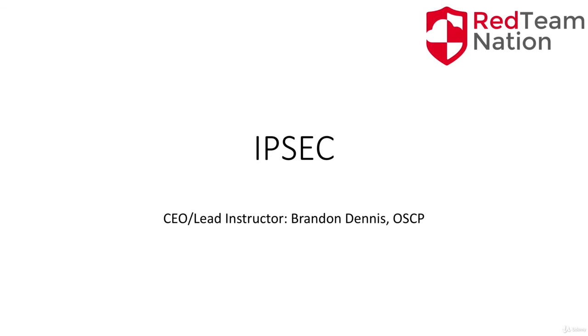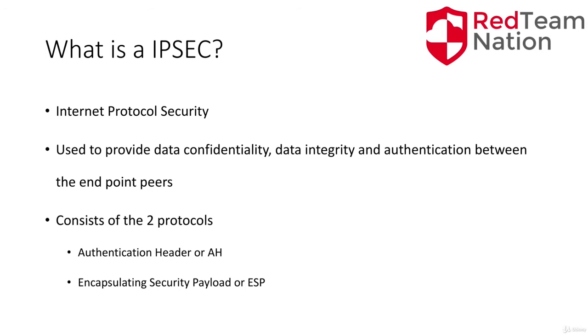So in this video we're going to be following up from the previous one about VPNs, but we're going to be talking a little bit deeper on the components of how it's built. The first main top-level component is something called IPsec. Now IPsec is short for Internet Protocol Security. This protocol is used to provide data confidentiality, integrity, and authentication between endpoint peers in a tunnel. So whether that's 1 to 1, 1 to 5, 5 to 5, 10 to 10, doesn't matter.